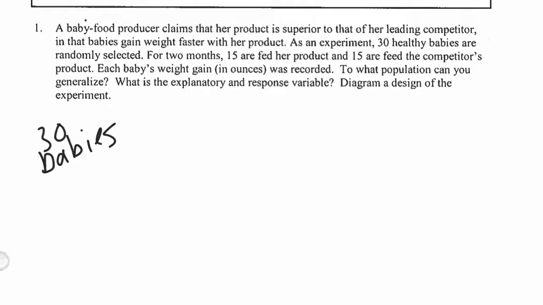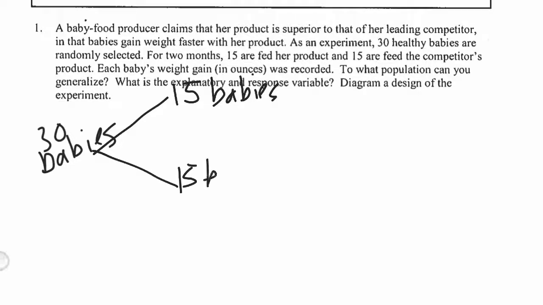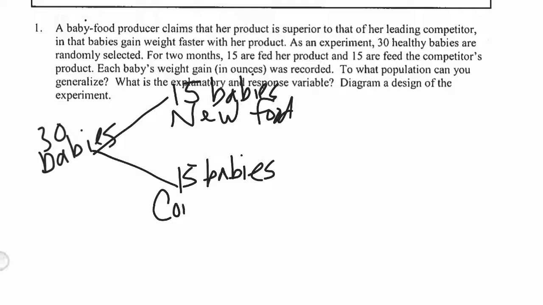On Friday, we had taken the 30 babies, and then we split them into two groups. Remember, we had 15 babies, so you're rewriting this on your piece of white paper. We had our 15 babies, and then we had them do two different treatments. What were the two different treatments that we had done? New food and competitors. Good. We had the new food and then the competitors. Okay, very good.